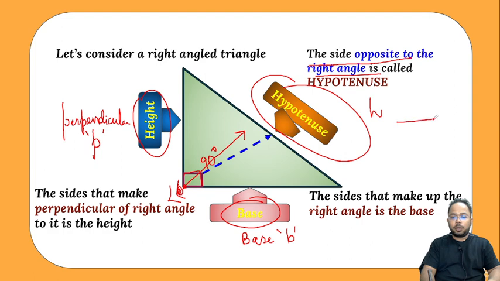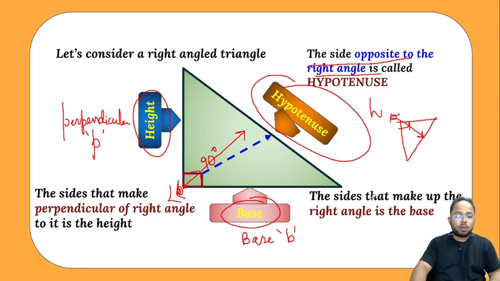Okay. So if we have it like this, then from this angle we'll be looking. So this one would be our hypotenuse. So we will be considering the hypotenuse to be the side opposite to the right angle.